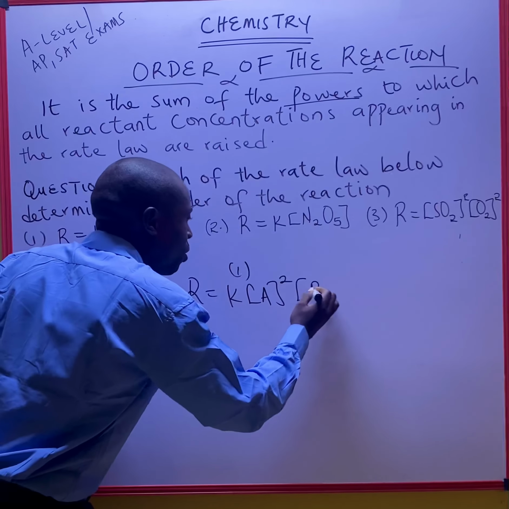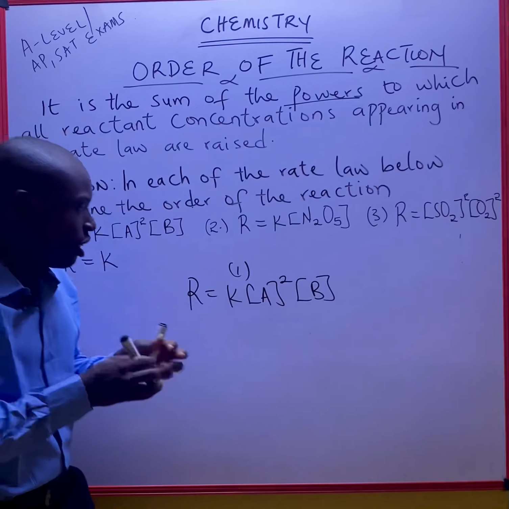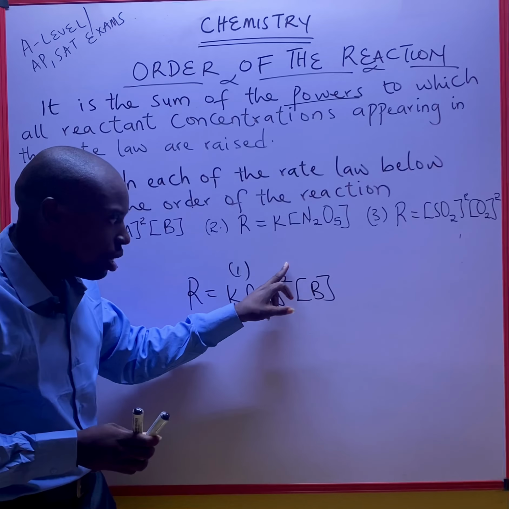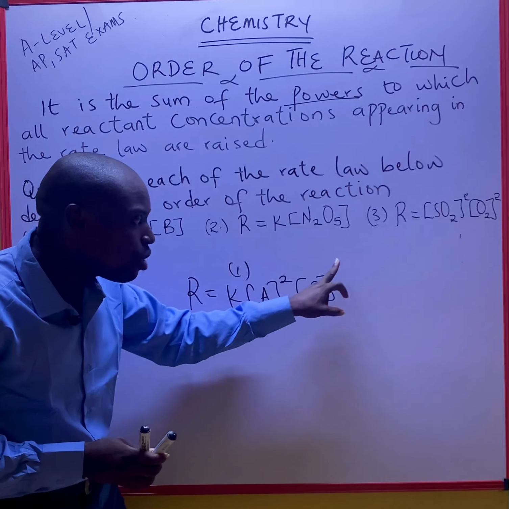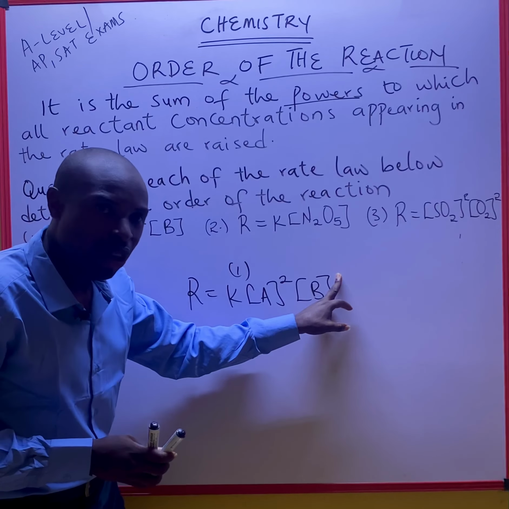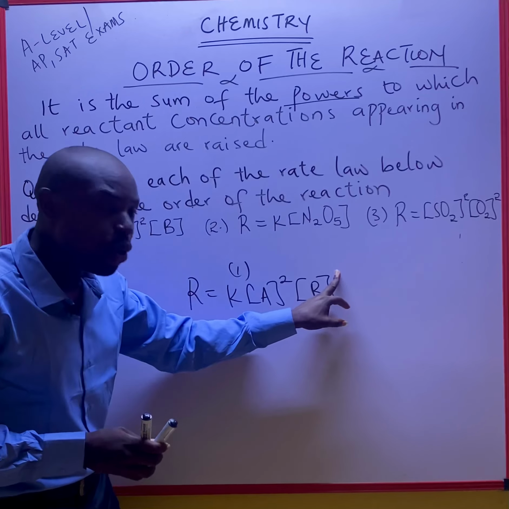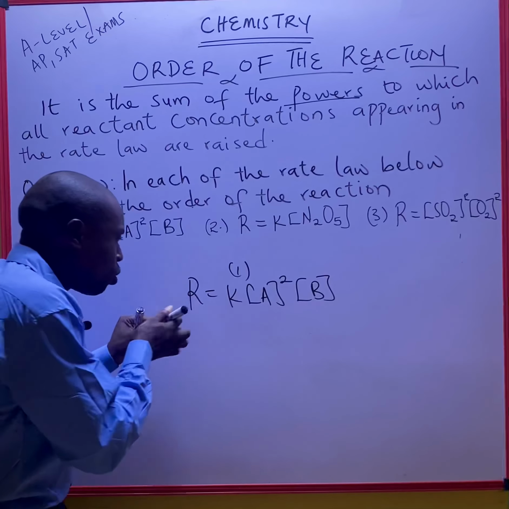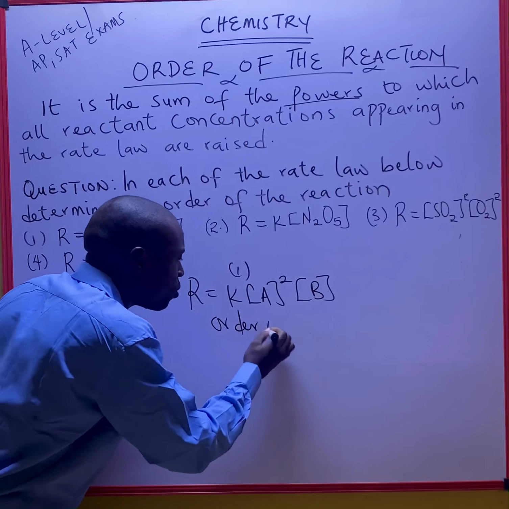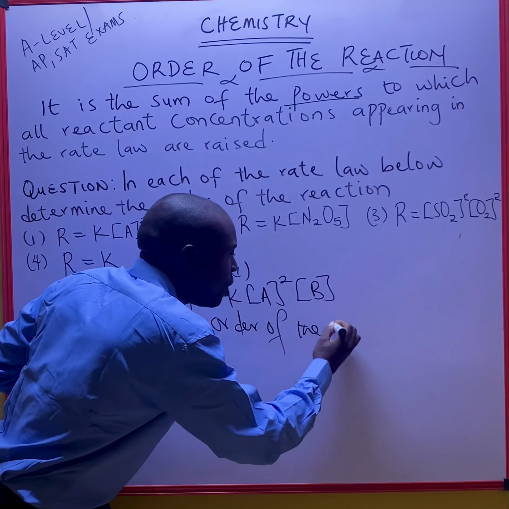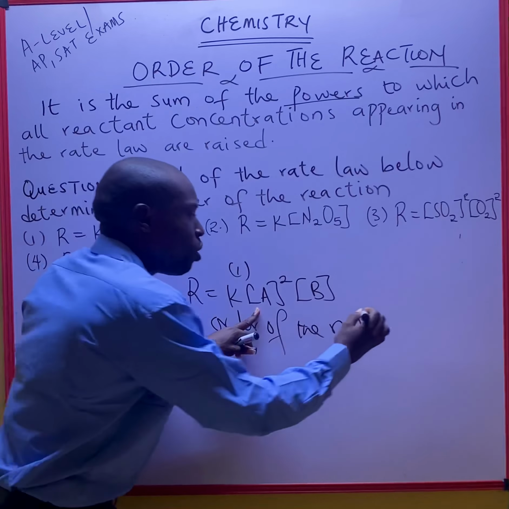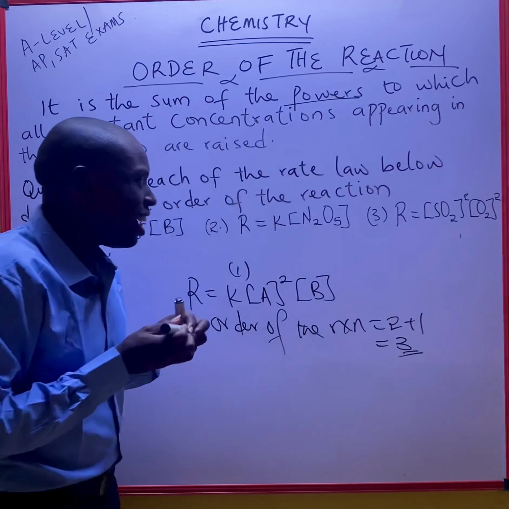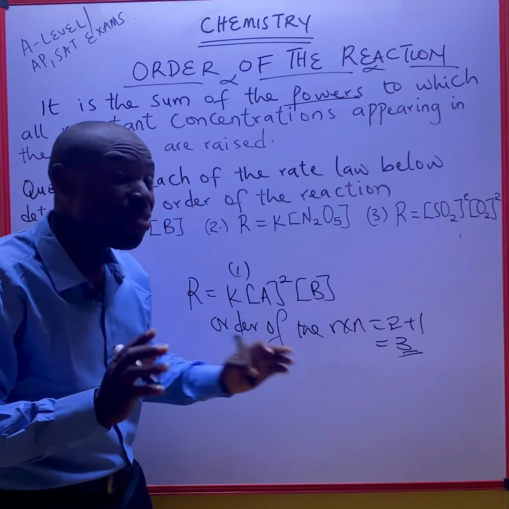Now, the power of A here is 2, while the power of B here is 1, because it is not written. But we know the power of B here is 1. So 2 plus 1. So the order of this reaction is simply equal to 2 plus 1 to give me 3. So this is a third order reaction. You see that it's very, very simple.